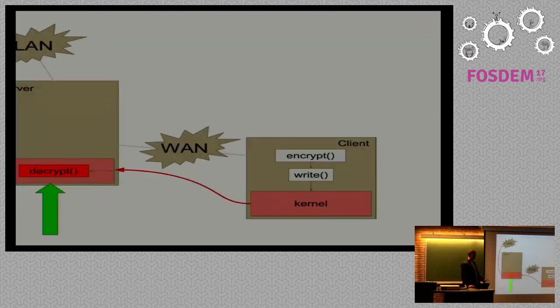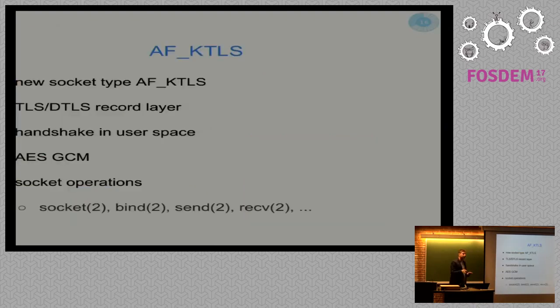So this was how AF_KTLS was born. AF_KTLS is a kernel module, so it sits in the kernel and it does TLS and DTLS communication for you. It introduces a new socket type. It's called AF_KTLS, address family kernel transport layer security, and it implements the record layer of TLS and DTLS protocols. That means when you want to use AF_KTLS, you use your OpenSSL or GnuTLS library for instantiating the connection. So you do a handshake with the remote, and once you have a proper session, you pass all the key material into the kernel, and AF_KTLS does everything for you. So you use the AF_KTLS socket to write raw data and read raw data.